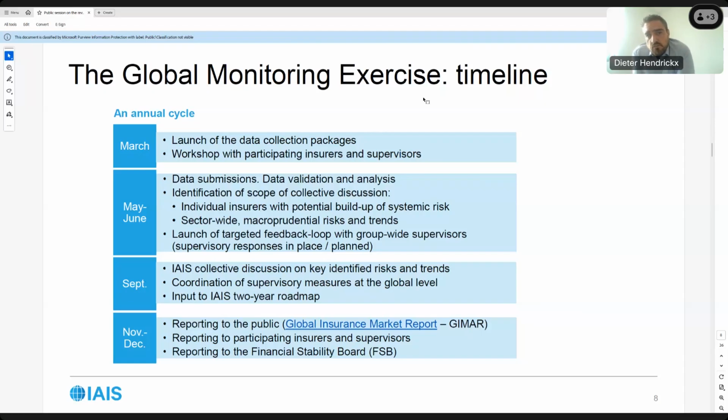All of this comes together then also in a series of reportings to the public in general via our GMAR, our Global Insurance Market Report, reporting to everyone who has participated, that is the insurers, but also the supervisors. And of course, also a very important part of this work is the reporting that we do towards the Financial Stability Board, as they use, of course, our sectoral input in their broader cross-sectoral assessment of systemic risk. So in that sense, the IIS input is also used by the FSB in this respect.